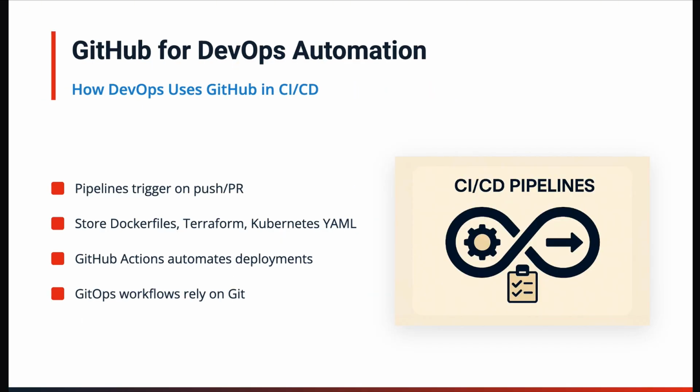GitHub is more than just a place to store code, it's a powerhouse for DevOps automation. Using GitHub Actions, you can build CI/CD pipelines right inside GitHub. You can run tests whenever someone pushes code, deploy apps automatically, build Docker images, update Kubernetes resources, and so much more. This automation is what makes DevOps faster and more reliable. Instead of doing things manually, GitHub does it for you constantly and error free.